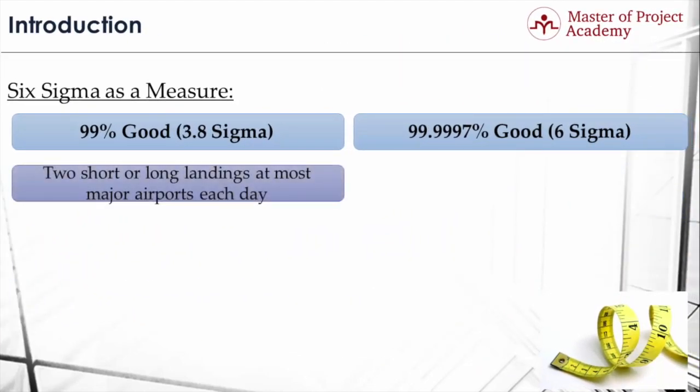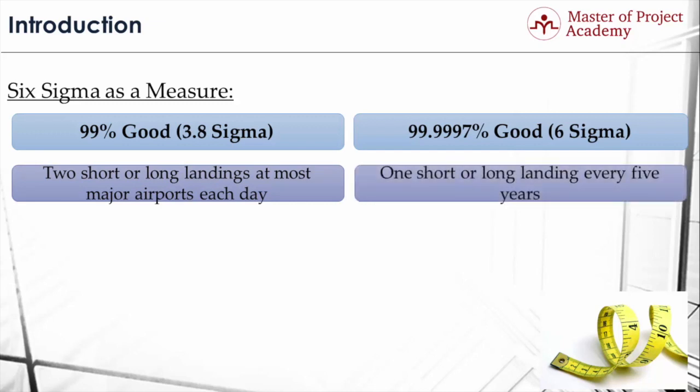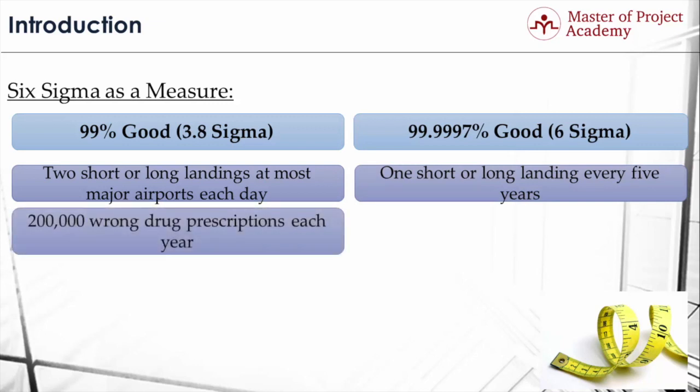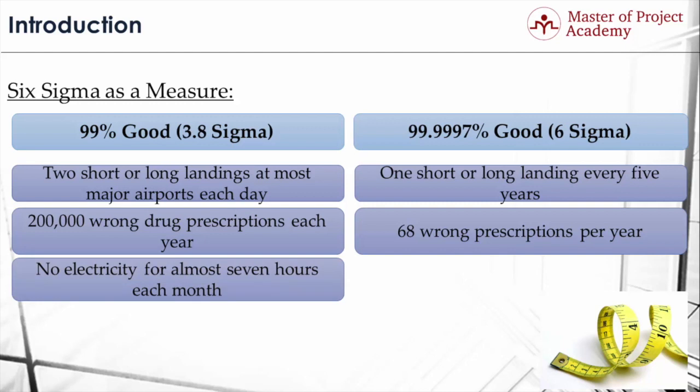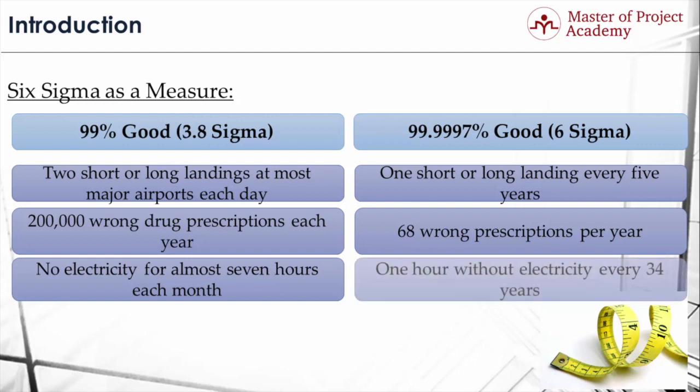3.8 sigma corresponds to 2 short or long landings at most major airports every day. 6 sigma corresponds to 1 short or long landing every 5 years. 3.8 sigma corresponds to 20,000 wrong drug prescriptions each year. 6 sigma corresponds to 68 wrong prescriptions per year. And the last example is 3.8 sigma corresponds to no electricity for almost 7 hours each month. 6 sigma corresponds to 1 hour without electricity every 34 years.